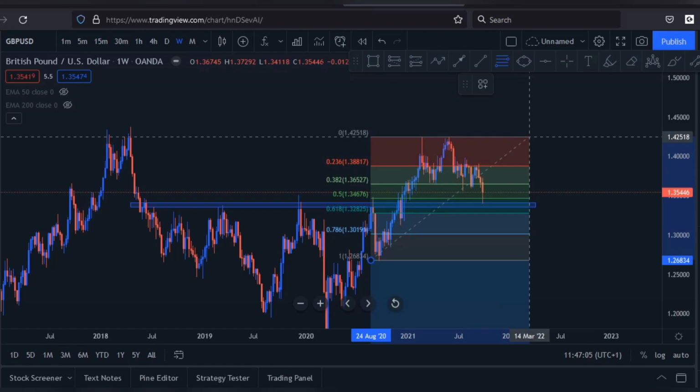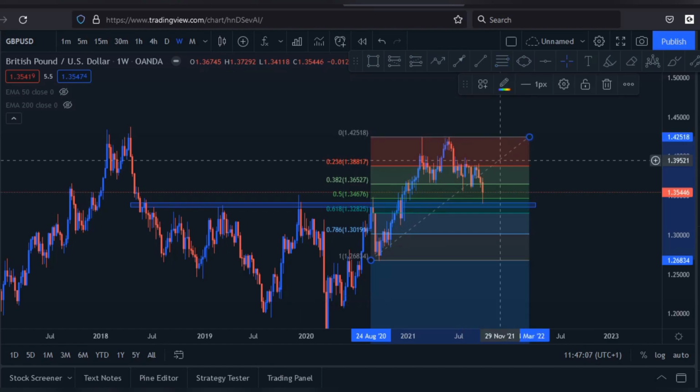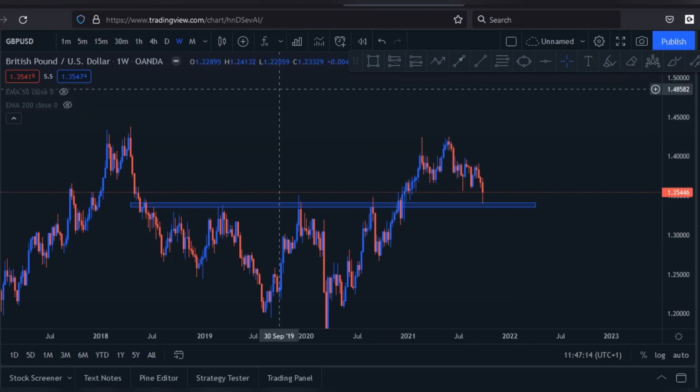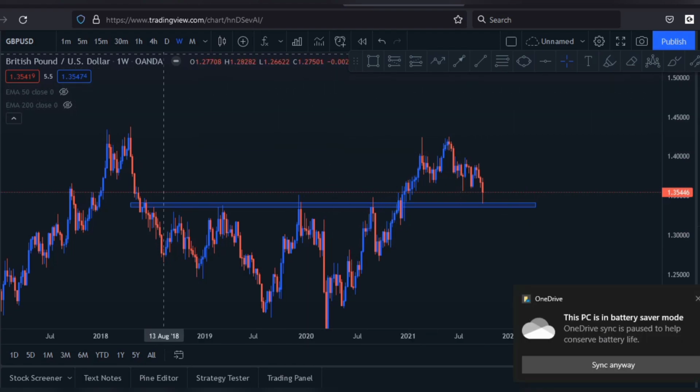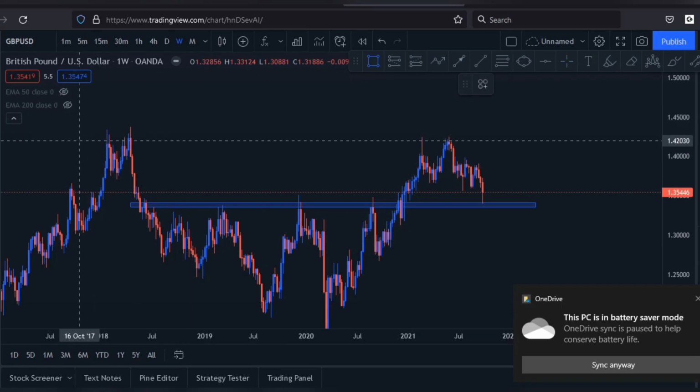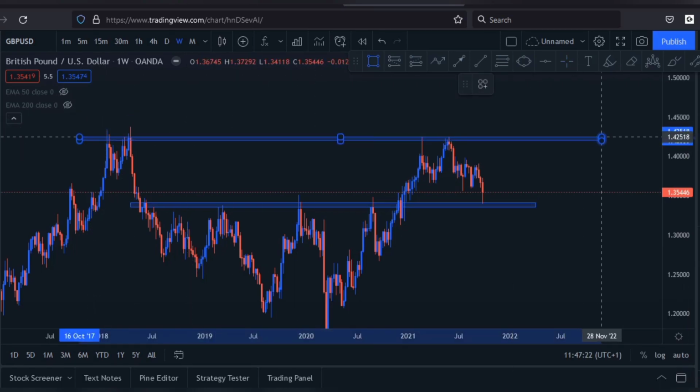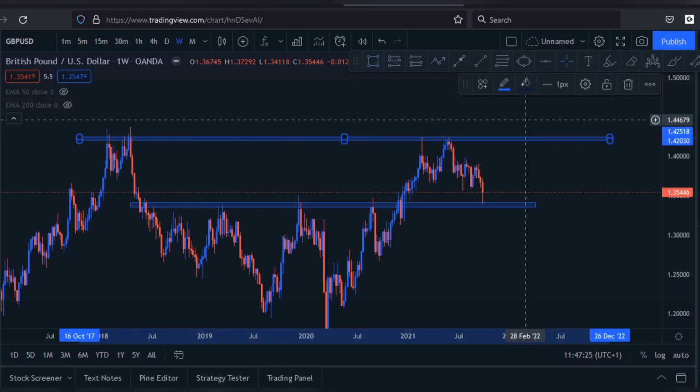So we are actually on point to note that this is a very key area of support, and we're expecting a continuation, a bounce to the upside now. Okay, now if we look at this, then we can plot our key level of resistance here on the weekly time frame.